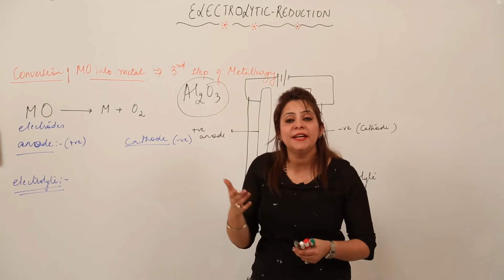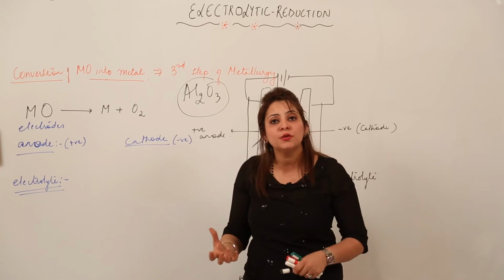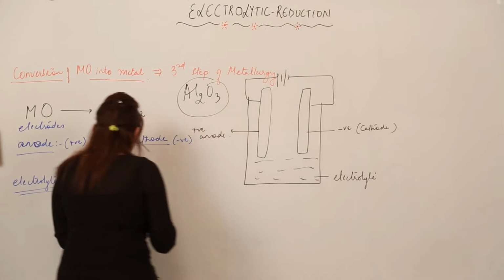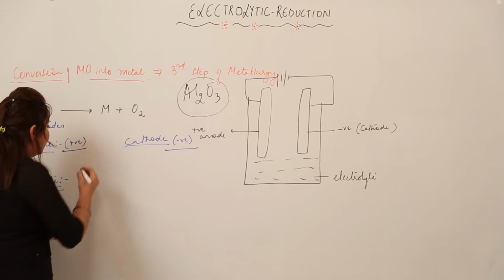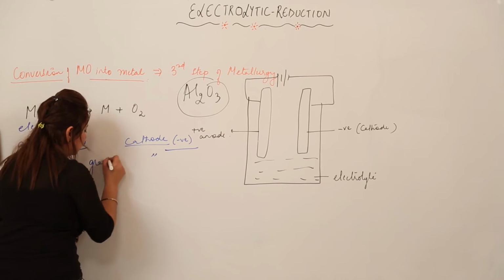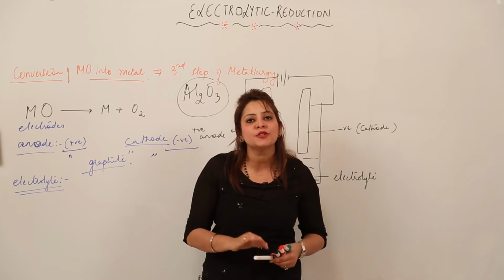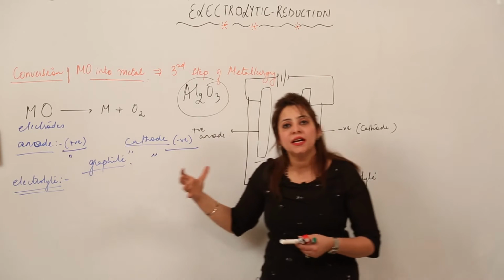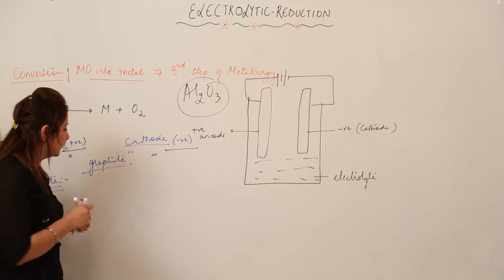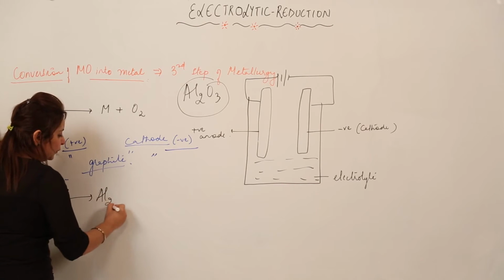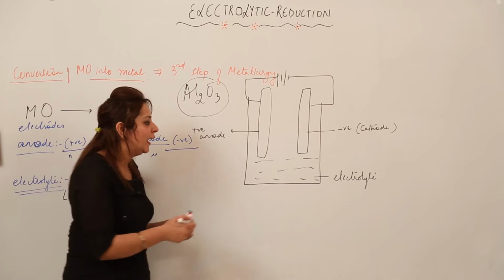So which material will we use for the anode and cathode, which electrolyte, and what else do we add to the electrolyte? Just look at the board. Anode is the positive terminal and cathode is the negative terminal. They are made of graphite. Graphite is an allotropic form of carbon and is best suited to make electrodes. Then the electrolyte will be aluminium oxide.